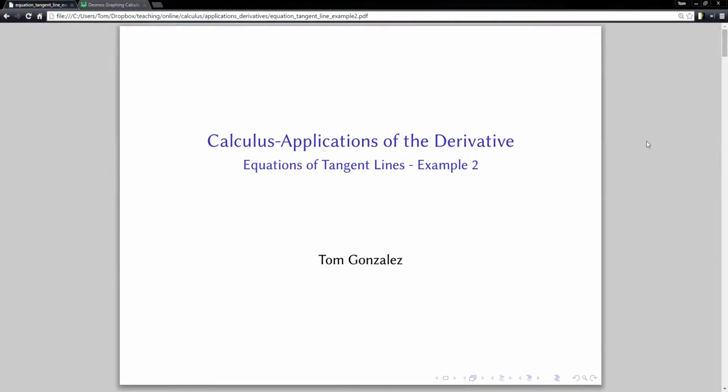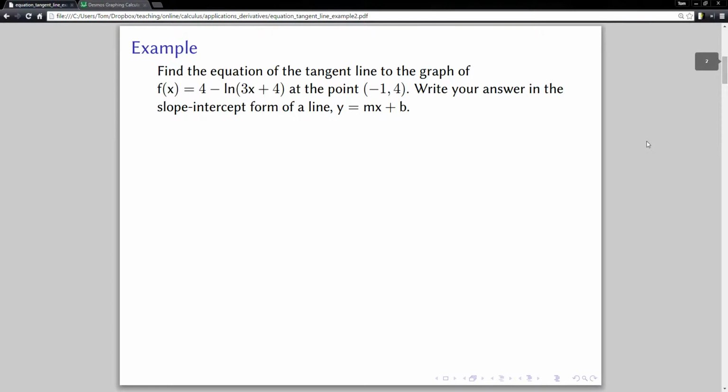In this video, we're going to take a look at finding the equation of a tangent line. We want to find the equation of the tangent line to the graph of f of x equals 4 minus the natural log of 3x plus 4 at the point negative 1, 4. And we want to write our answer in the slope-intercept form of the line, y equals mx plus b.